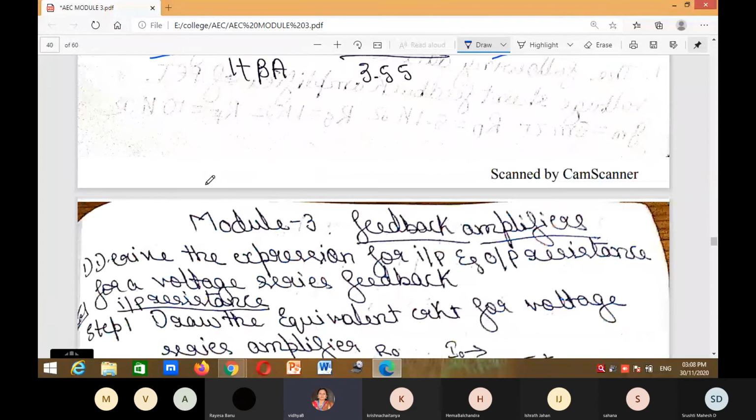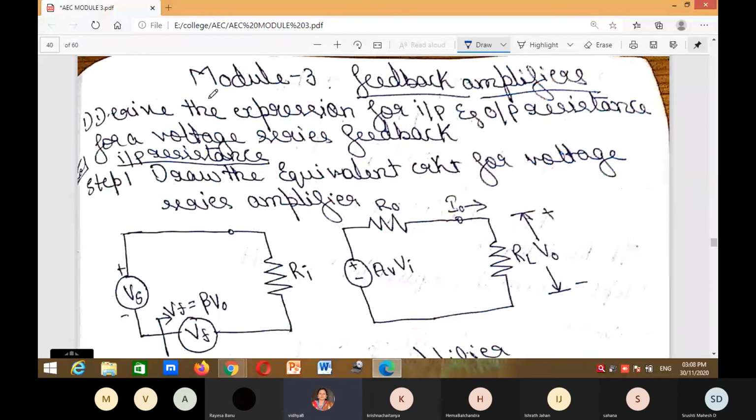Next, module 3, this one only, feedback amplifiers. Okay, these derivations: derive the expression for input resistance and also for output resistance. Voltage series feedback, voltage shunt feedback, current series feedback, current shunt feedback. This I will explain in the next class, because before going to this topic, you should know about transconductance, what is input and what is output, and about transresistance.